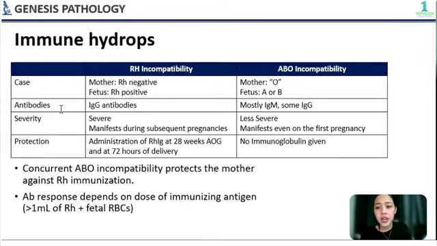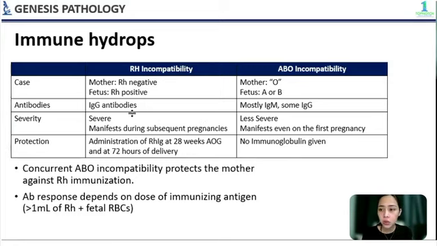So let's compare Rh and ABO incompatibility. Sa Rh incompatibility, the case is that the mother is Rh negative and the fetus is Rh positive. So wala yung mother ng D antigen, so yung mom is magpo-produce ng anti-D. But on initial exposure sa Rh incompatibility, usually hindi pa nagpo-produce agad-agad ng IgG antibodies yung mother. So usually it will produce pa sa subsequent pregnancy. That's why Rh incompatibility usually manifests, okay, on second, third, and subsequent pregnancies.